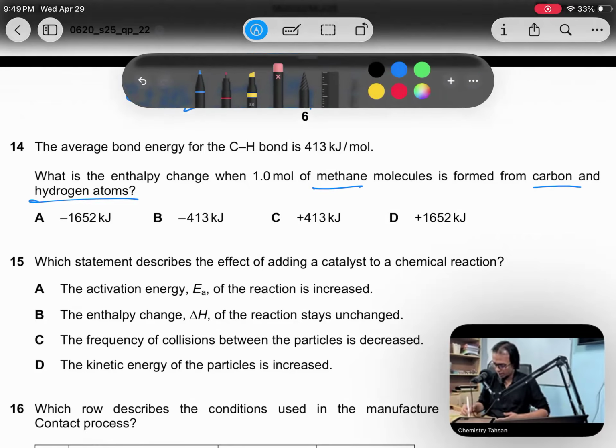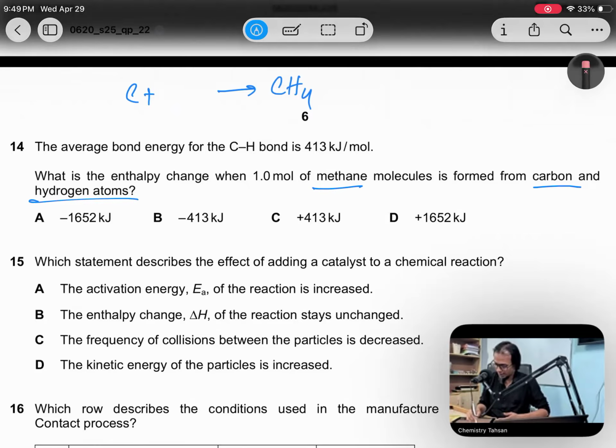So it cannot be hydrogen molecule. It is 4H atoms, right? So the bond energy should be 413 times 4. And making bond releases energy, so it will be a negative thing. So negative 413 for 4. So they're asking again, what is the enthalpy change when 1 mole of methane molecule is formed from carbon and hydrogen atoms? So it should be negative 1652 kilojoule. So negative 413 into 4, right?